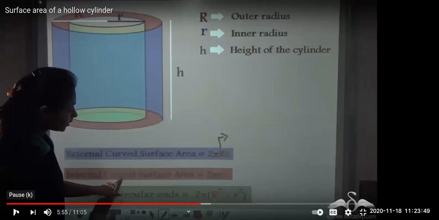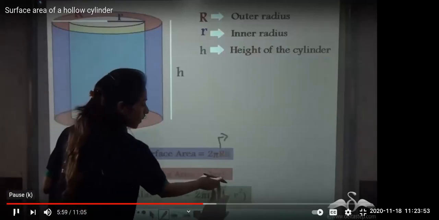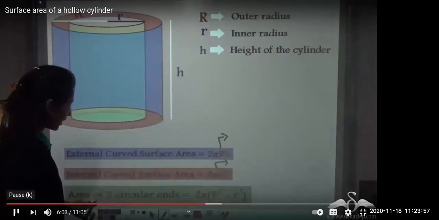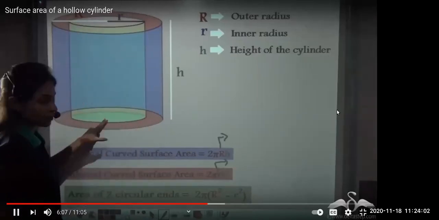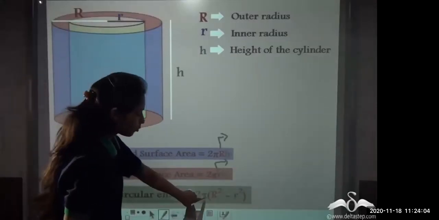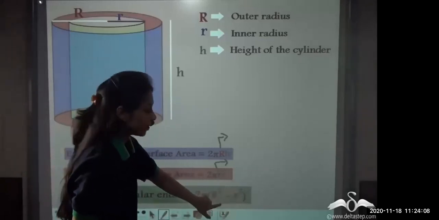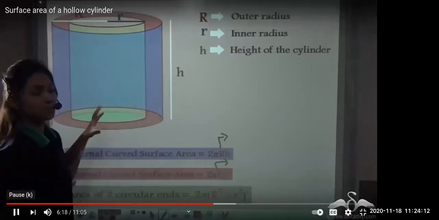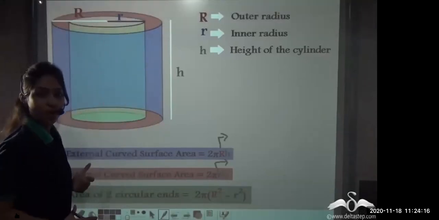Yeah. Internal curved surface area, or the inner curved surface area, is 2 pi rh, where r is the inner radius, and the area of two circular ends, this and this, top and bottom, can be calculated by 2 into pi (R square minus r square), that is outer radius square minus inner radius square. In this way, we have calculated the total surface area of this hollow cylinder.